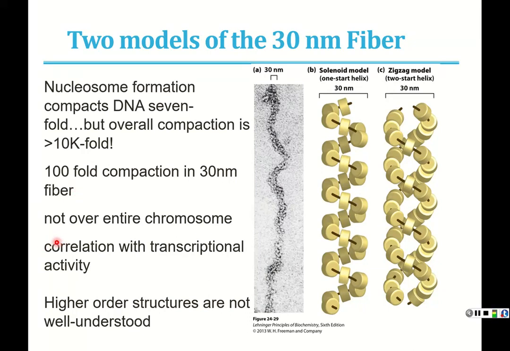This is not over the entire chromosome. It correlates with transcriptional activity. Higher order structures are still not that well understood. So the 30 nanometer fiber, there's a couple different models of it, but really what you can think of it as just these nucleosome cores kind of making a helix around themselves.